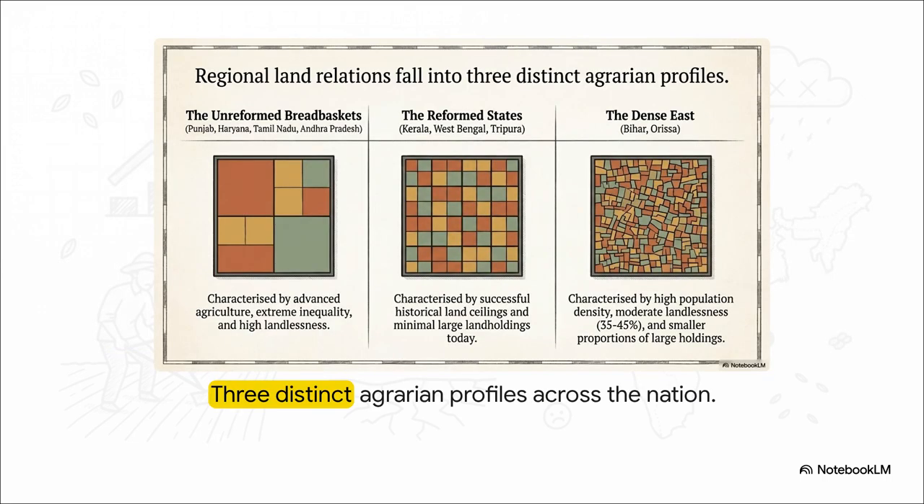Across the nation, these distinct regional realities build into three main agrarian profiles. First, you have the unreformed breadbaskets, which boast advanced agriculture but suffer from extreme inequality. Then you have the reformed states, which had successful historical land ceilings and have minimal large holdings today. And finally, you have the dense East, characterized by high population density and moderate landlessness.